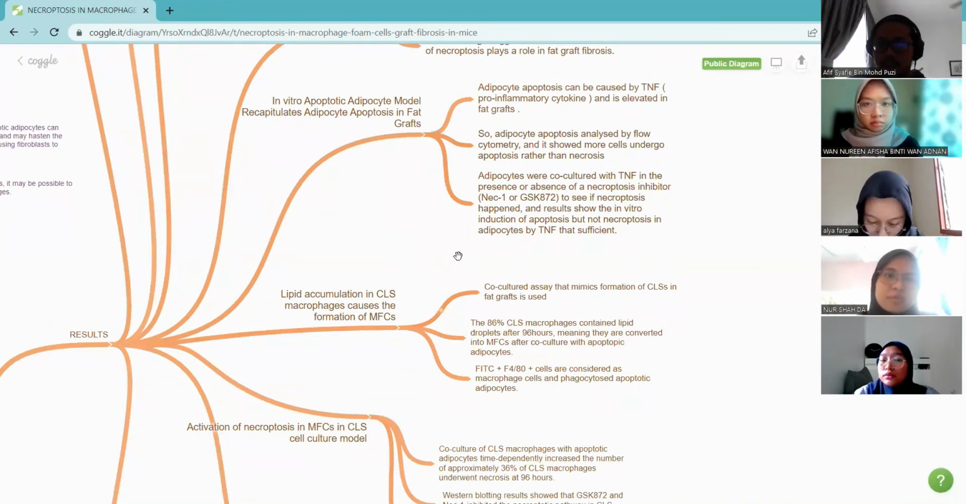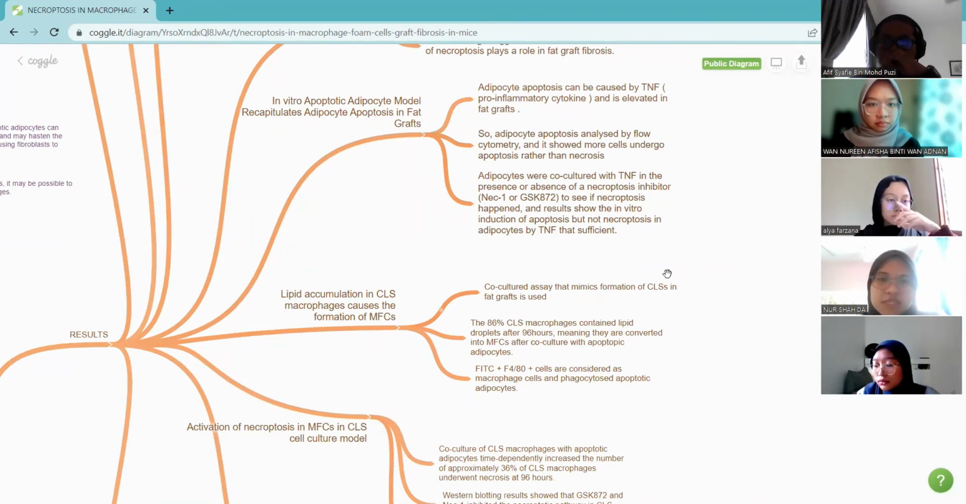Next one is the in vitro apoptotic adipocyte model recapitulates adipocyte apoptosis in fat grafts. The first one is adipocyte apoptosis can be caused by TNF, which is a pro-inflammatory cytokine and is elevated in fat grafts. So, adipocyte apoptosis was analyzed by flow cytometry, and it shows more cells undergo apoptosis rather than necrosis.